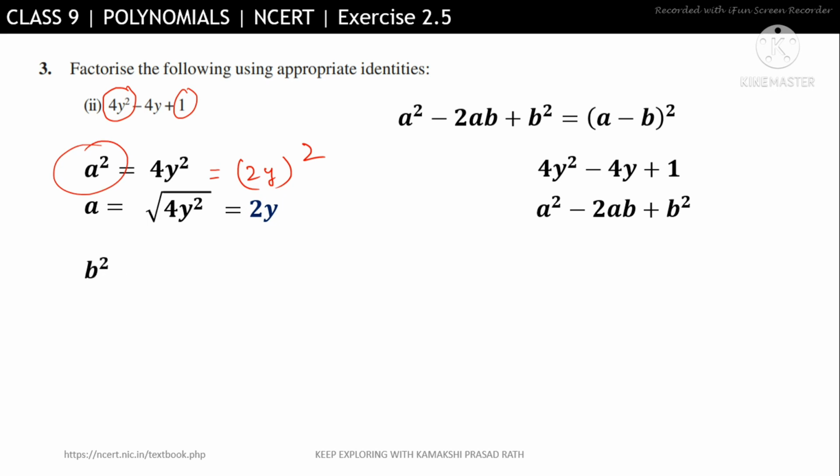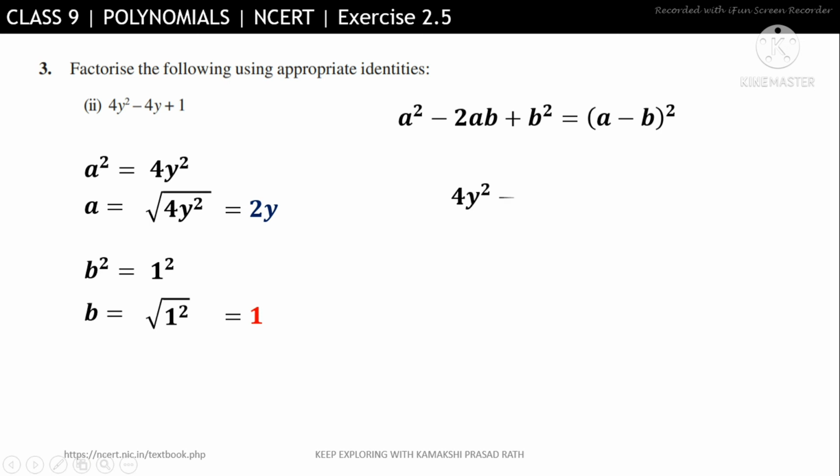Next, b you have to find out now. b squared is 1. So 1 is nothing but 1 squared. So if b squared is 1 squared, b will be equal to 1. See here, 1 can be written as 1 squared. So it is also a squared number. So if b squared is 1 squared, then b is equal to 1. Now let's see how we use the identity here.